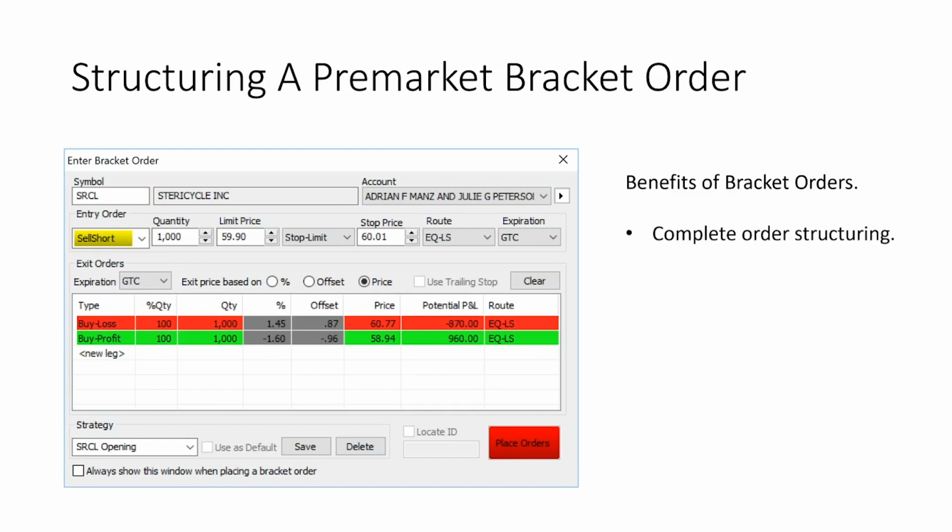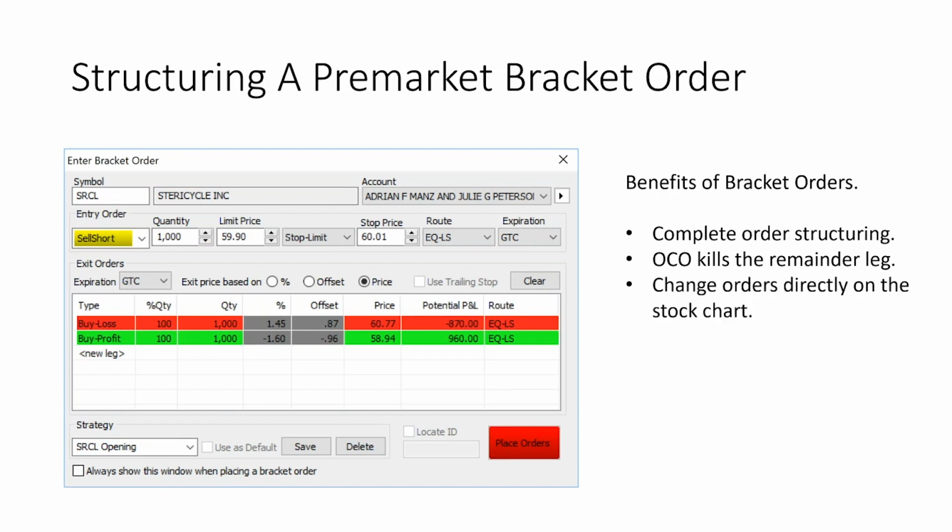And bracket orders have benefits. The whole order is structured. It's very easy to change the orders. When the exit happens on one leg, the OCO component of this is going to cancel the other leg. I already said you can change them right on the chart.